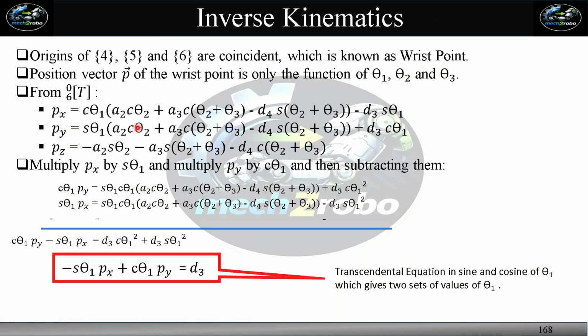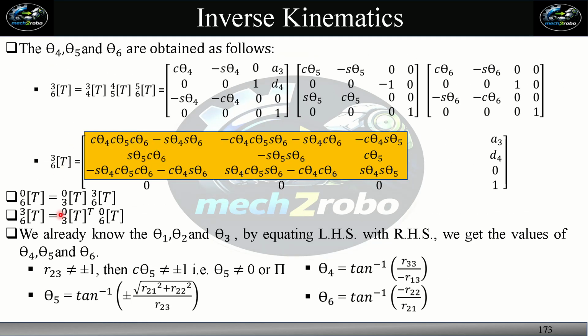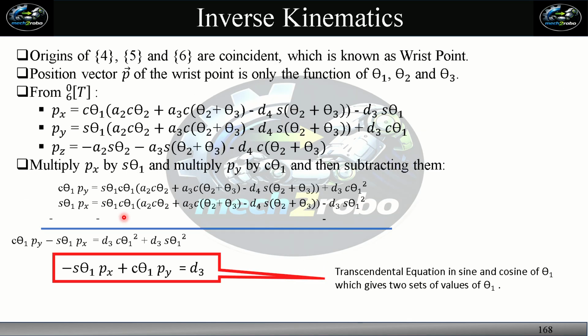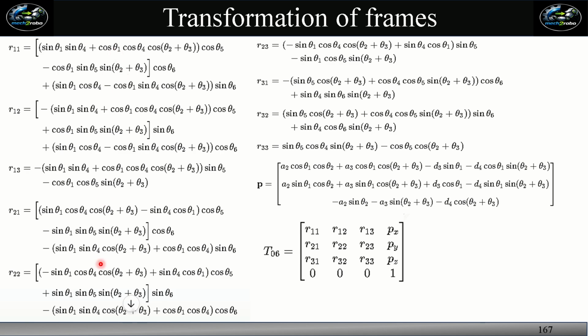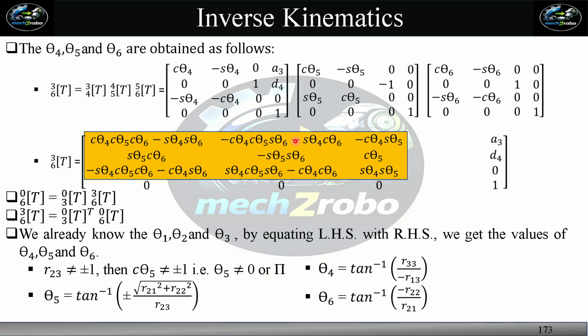And the other one is the 0 to 6, that is this one, that is these elements. And by putting these elements in this equation, and by equating left hand side and right hand side matrix elements, we get these theta 4, theta 5 and theta 6 values by equating these elements.